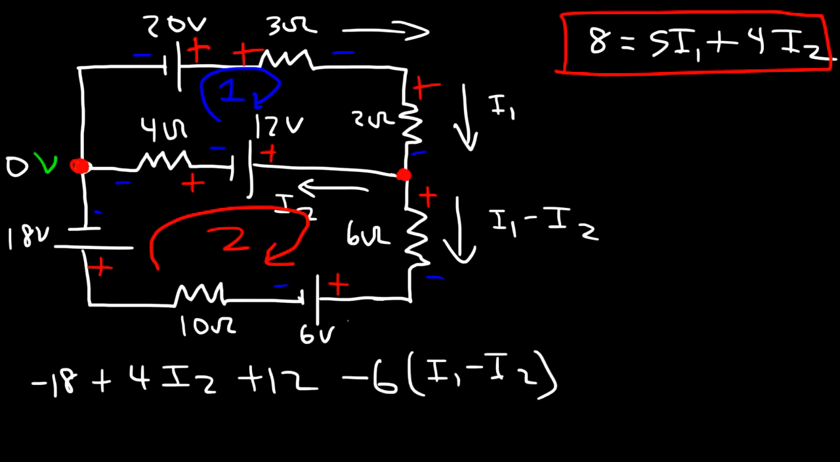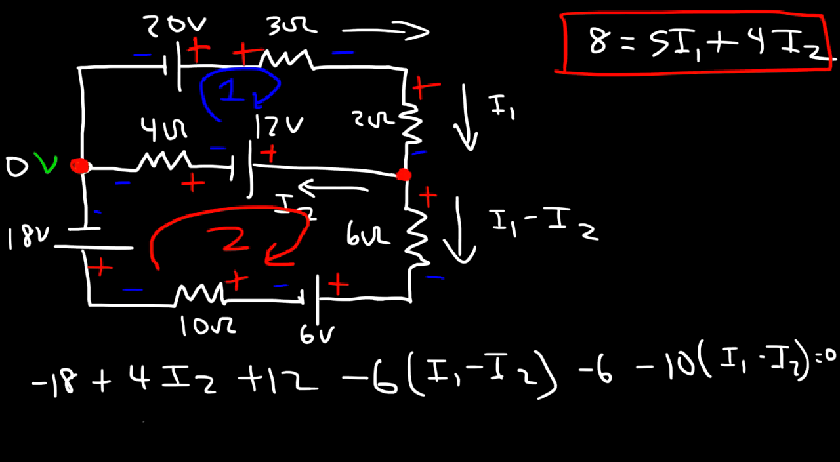Next, we're going to go through this 6-volt battery from positive to negative, so we're going towards the lower potential, and that's going to be a voltage drop of 6. And then, since the current is going in this direction, this is going to be the positive terminal of the resistor and the negative terminal of the resistor. So we're going from high potential to low potential in the direction of the current. So that's a voltage drop of 10 times I1 minus I2. And all of this is equal to 0.